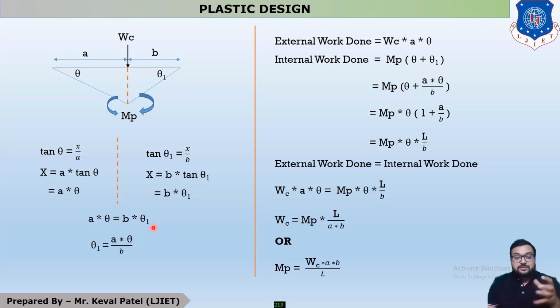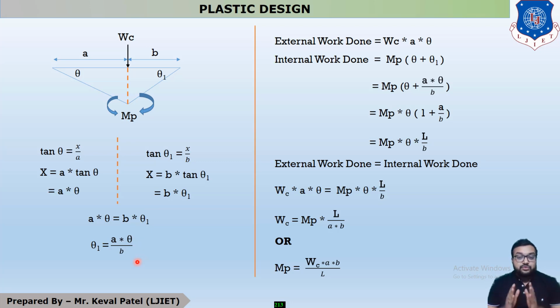So it is a theta is equal to b into theta 1. So it makes one relation between theta and theta 1. Now you have to make theta or theta 1 the subject, but in this lecture we have to make theta 1 the subject. So you have to find out theta 1. So theta 1 is equal to a theta divided by b.